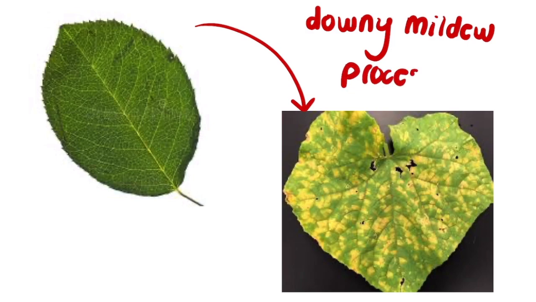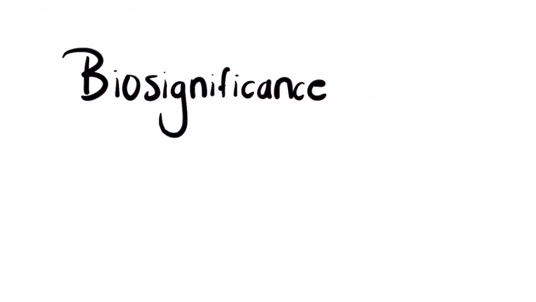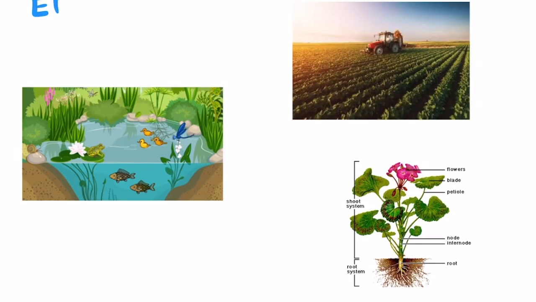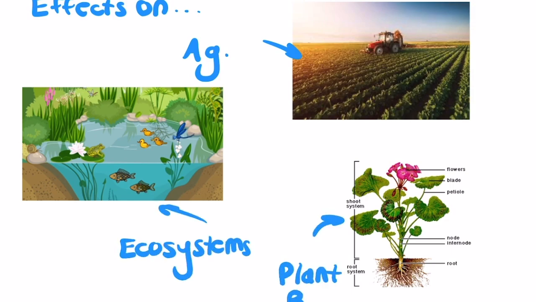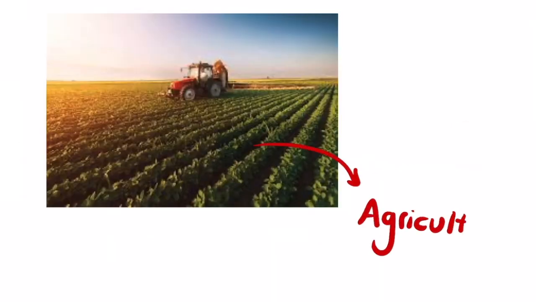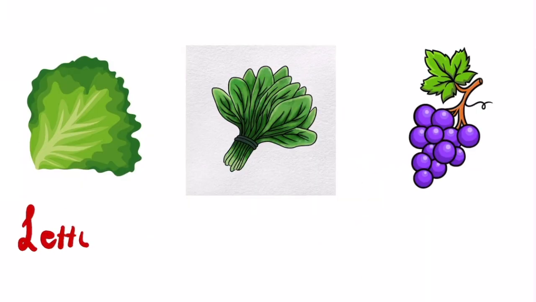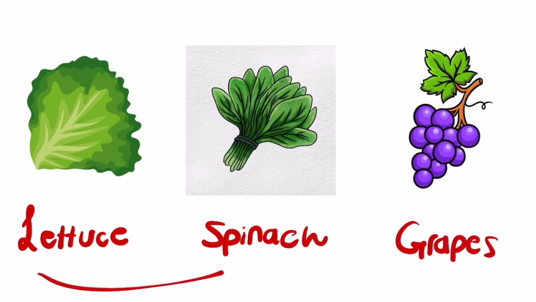Now we will pass it off to Alicia, who will talk about the biosignificance of the downy mildew. The biosignificance of downy mildew disease is the impact it can have on agriculture, the ecosystem, and plant biology itself. This specific disease can infect various vegetable crops that people eat on a day-to-day basis to keep a healthy diet. This includes lettuce, spinach, grapes, and so many other plants.